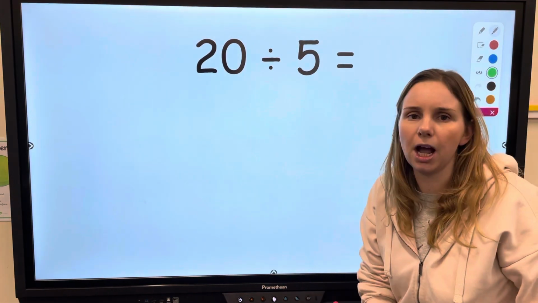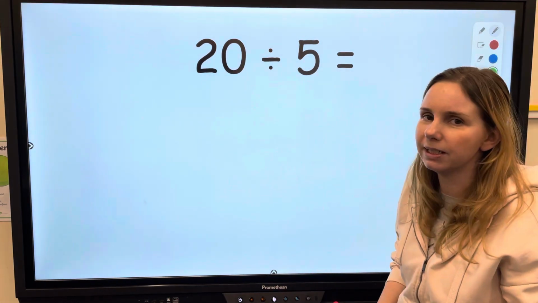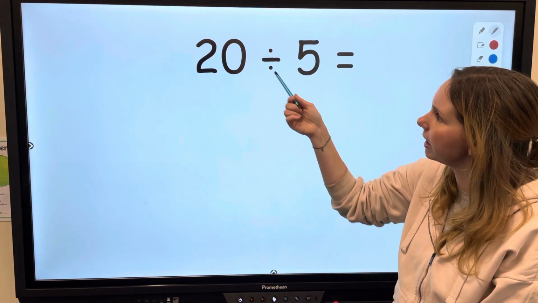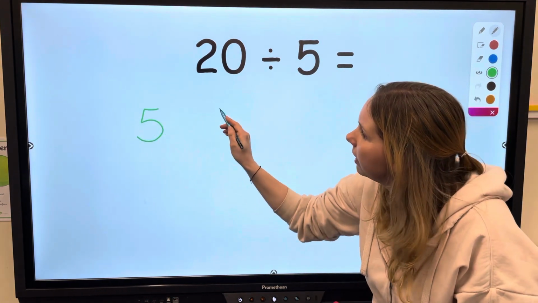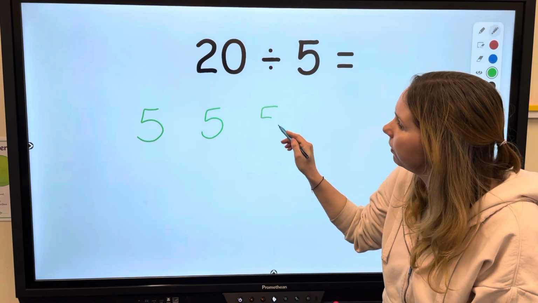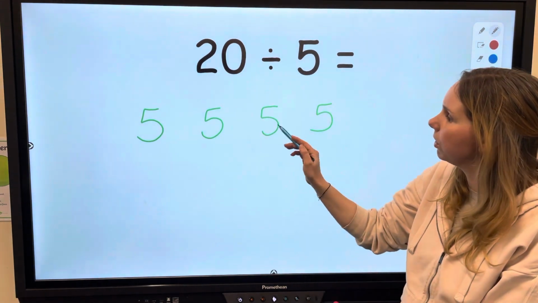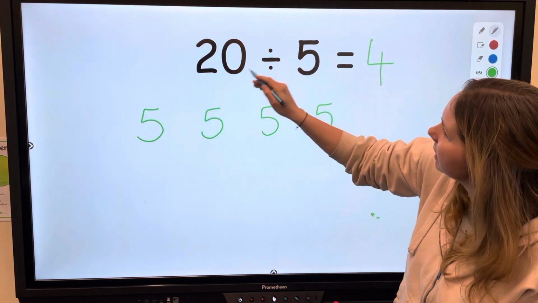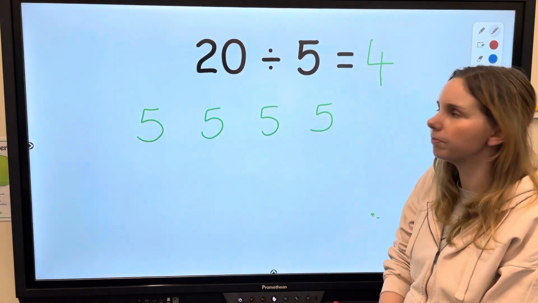Have a go at this one at home. Which methods would you use? Pause me. Okay, I can count in 5s. I'm dividing. There's my divide symbol. I'm sharing into groups of 5s. I'm going to stop at 20. 5, 10, 15, 20. I've got 1, 2, 3, 4. 4 groups of 5. 20 divided into 5 equals 4.